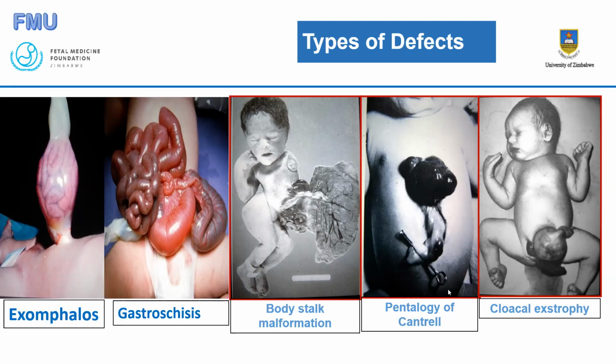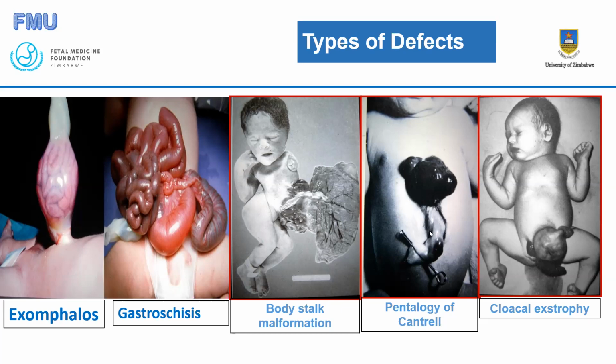Then we have pentalogy of Cantrell. Pentalogy of Cantrell is more like an upper defect, whereby the defect extends to the upper chest of the baby. So this is an anterior abdominal wall defect which spreads upwards, and it breaches the diaphragm, and the liver protrudes outside as well into the sac.